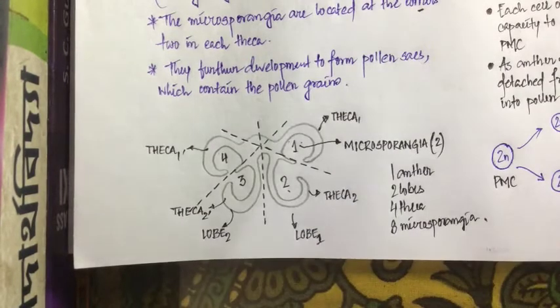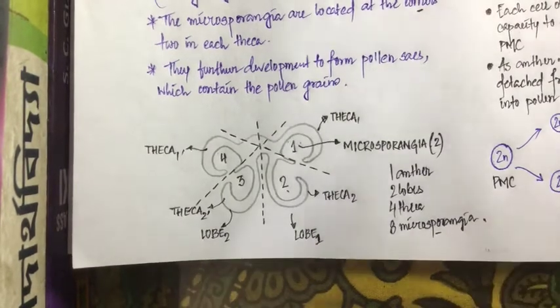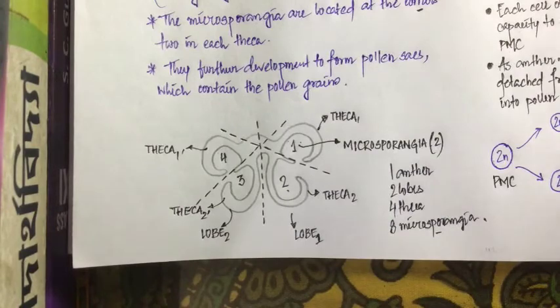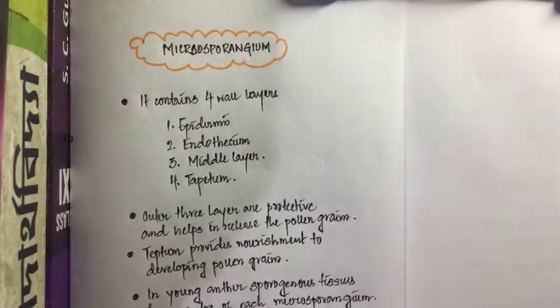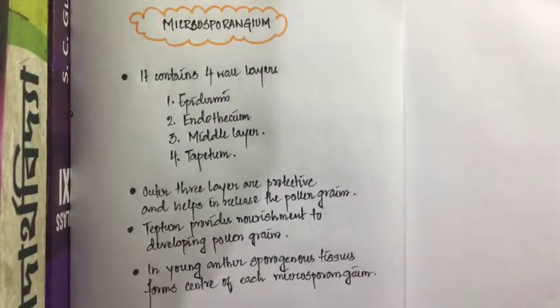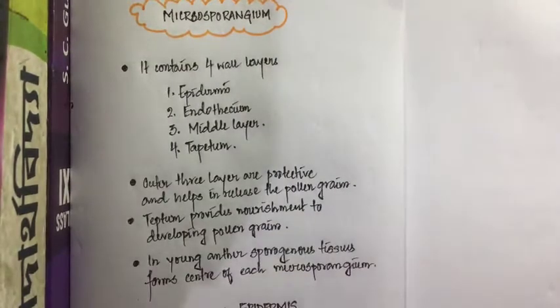Clear? So now we are going to see the structure of each of these microsporangia. Okay, so let us see what we have. I have written a few things since I cannot bring the whole field in one go. So I'll show you these written things once and then I'll show you the diagram, and while showing you the diagram, I'll explain each and everything.